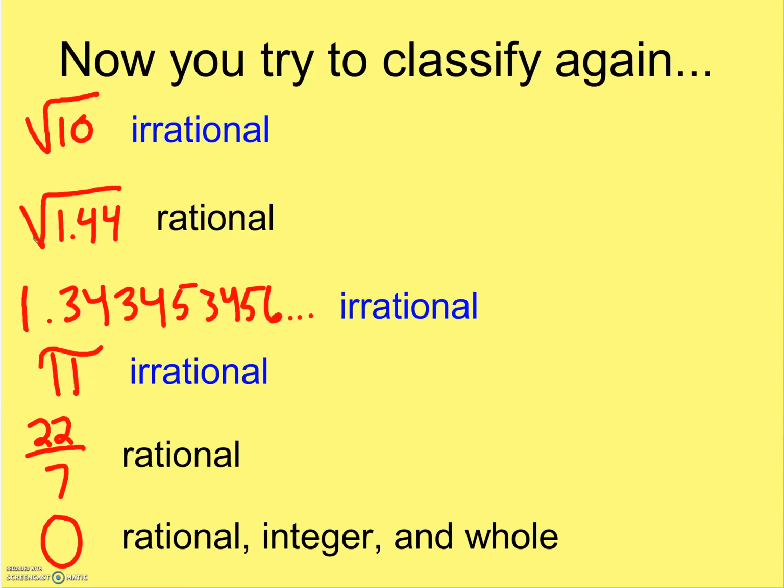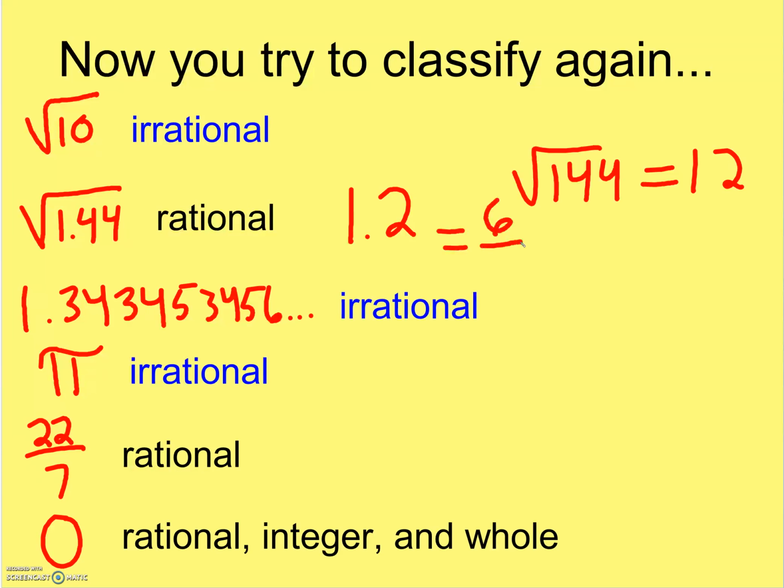Now here's an interesting one, the square root of 1.44. When you square root it, it is 1.2. What's interesting about that is the square root of 144 is 12, and so the square root of 1.44 is 1.2. That's written as 1 1/5, or the fraction 6 over 5. So A would be 6 and B would be 5, and it is rational.